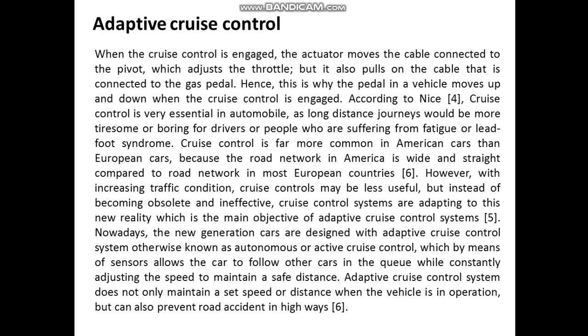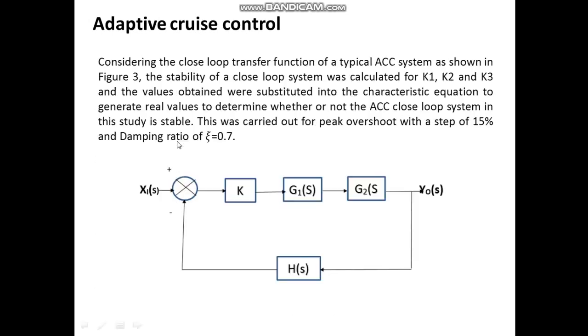So the adaptive cruise control system does not only maintain the set speed or distance when the vehicle is in operation, but it also prevents road accidents on the highways. Now let us consider the block diagram representation for the previous figure which we have seen.